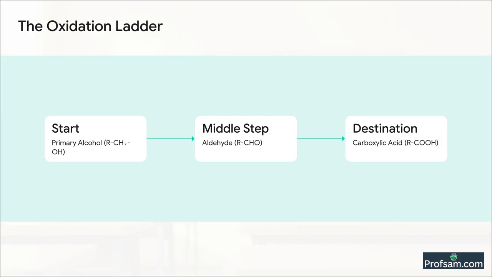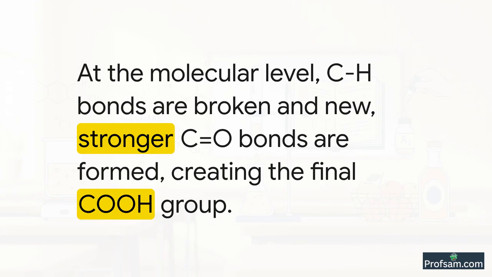So the ladder starts at the bottom rung with a primary alcohol. Now, with a little push from a strong oxidizing agent, that's just a chemical that helps remove electrons, it climbs one step up to become an aldehyde. But if the agent is strong enough, it doesn't stop there. It keeps climbing all the way to the top, reaching its final destination, the carboxylic acid. And what's really happening at the molecular level as we climb this ladder? Well, it's a transformation. We are breaking the old carbon-hydrogen bonds in our starting molecule, and we are building new, stronger carbon-oxygen bonds until we get that final COOH group.